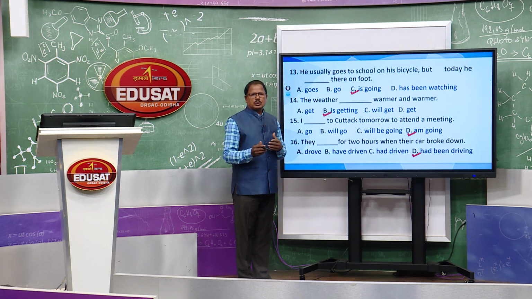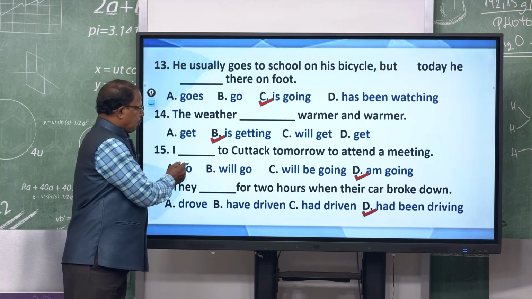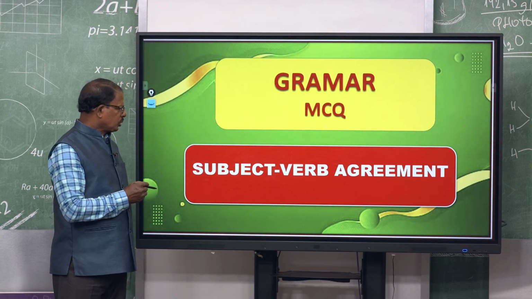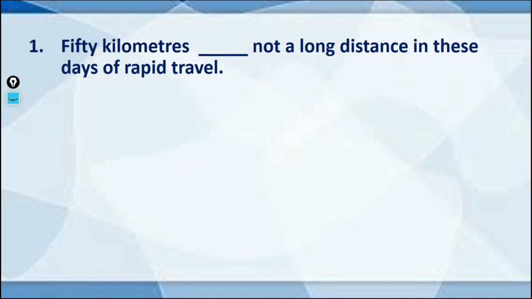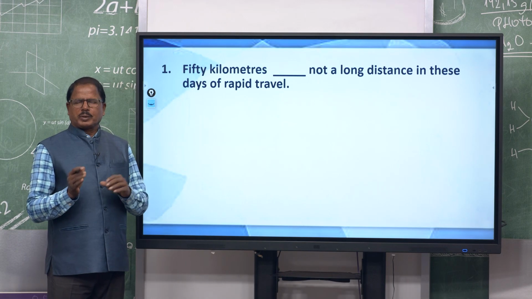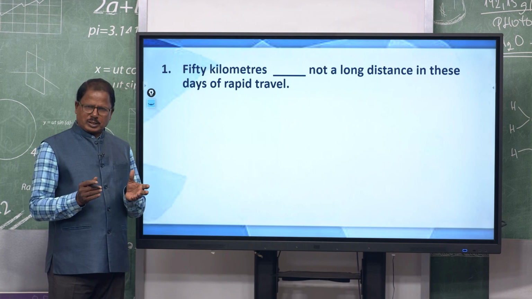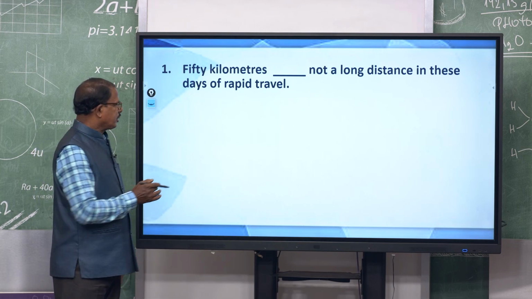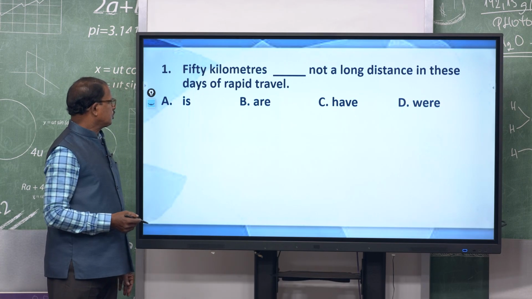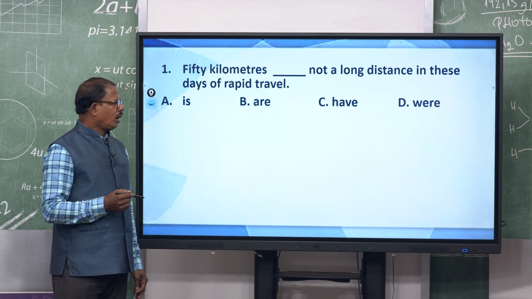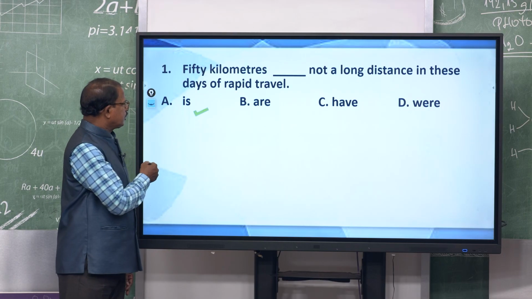Next we will discuss subject verb agreement. So now you see some MCQ sample questions for subject verb agreement, right. Question number 1, 50 kilometers dash not a long distance in these days of rapid travel. So my dear students, in this chapter, we will discuss some questions, and I have also given you the principles, and you can find why this is like this, right. So now you look at the options. A is, B are, have, were, and the correct answer is.